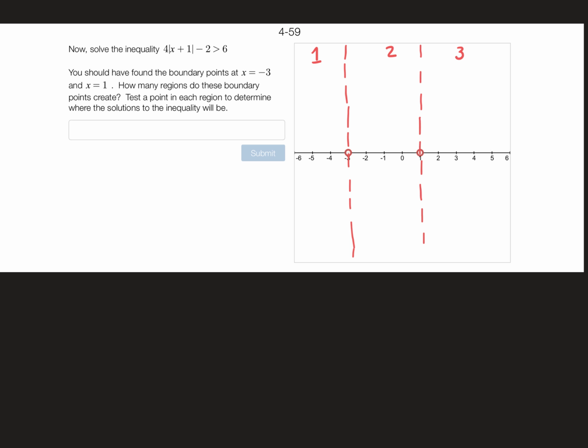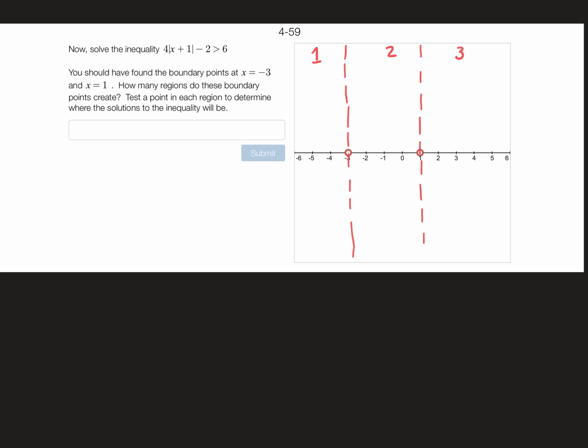All right, now we're going to finish solving this inequality. So we already have our boundary points marked. Now, what those boundary points do on our number line is break it up into what we would call 3 regions of the number line. Okay, so here's region 1, region 2, and region 3.